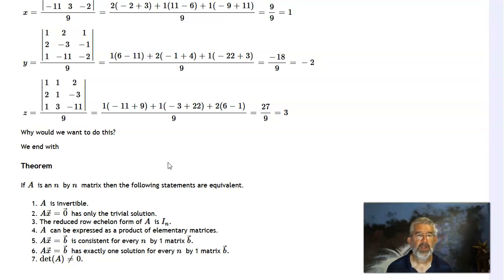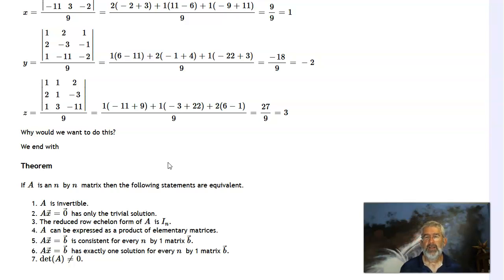If A is an n by n matrix, then the definition: A is invertible if there exists a matrix B such that AB equals BA equals I, right? That's what it means to be invertible. That's equivalent to the homogeneous system AX equals 0 having only the trivial solution. That's equivalent to saying that the reduced row echelon form of A is the identity matrix. It's equivalent to saying that A can be expressed as a product of elementary matrices. It's equivalent to the statement that the system AX equals B is consistent for every n by 1 matrix B. And it's equivalent to saying AX equals B has exactly one solution for every n by 1 matrix B, and is equivalent to saying that the determinant of A is not equal to 0.